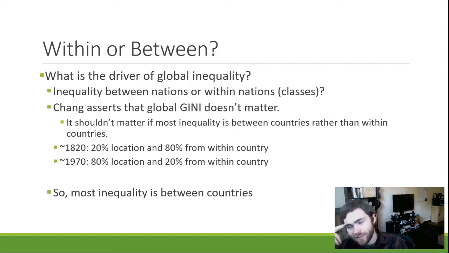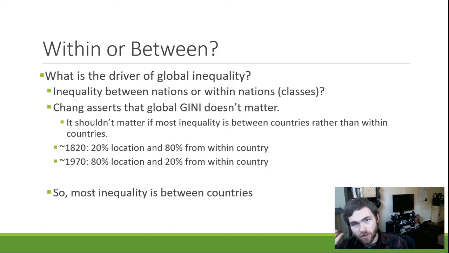So the idea is, is inequality being driven by between-nation differences or within-nation differences? Chang asserts that global Gini doesn't matter all that much because most of the inequality is between countries rather than within countries. We can look at this empirically to see what explains income levels using regression analysis. If you look at global inequality in 1820, 20% of inequality is defined by location and 80% is defined from the income distribution within countries, which we can also think of as class.